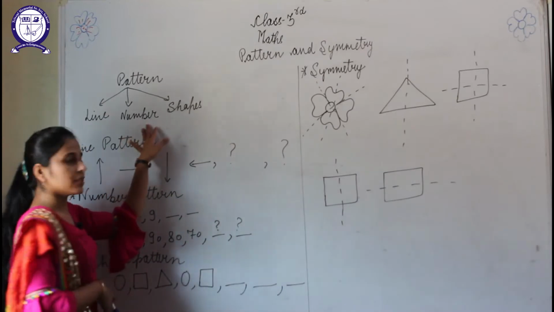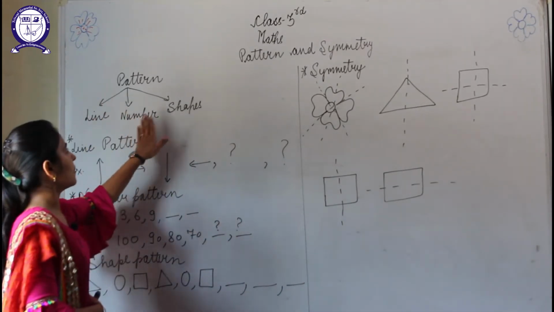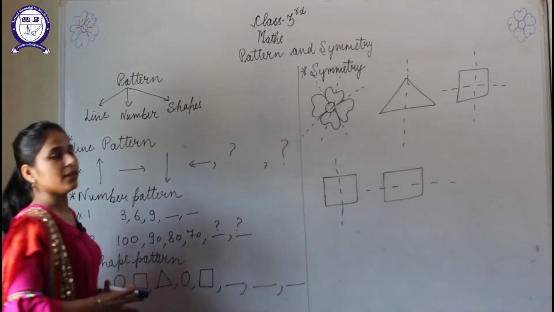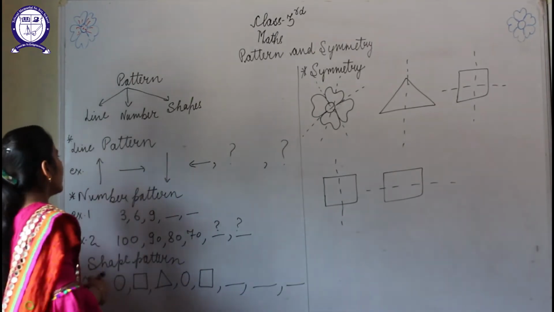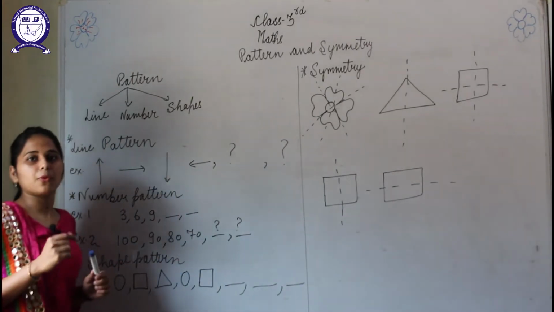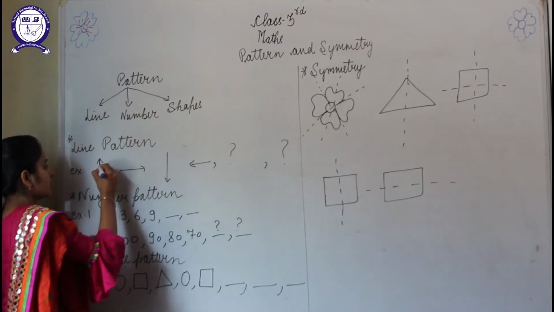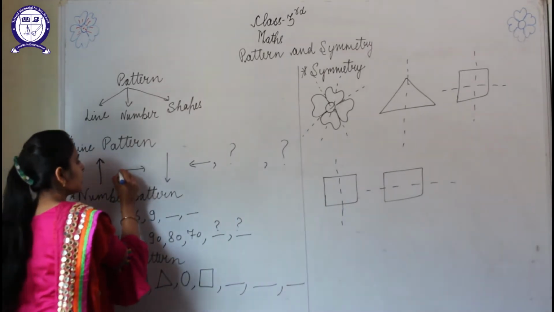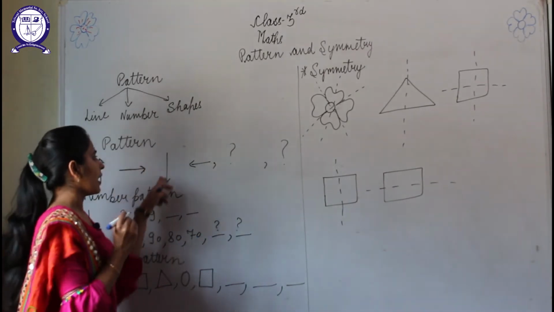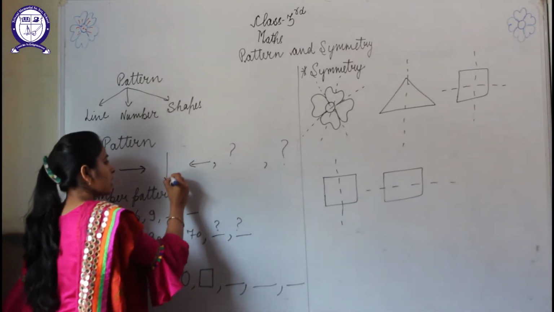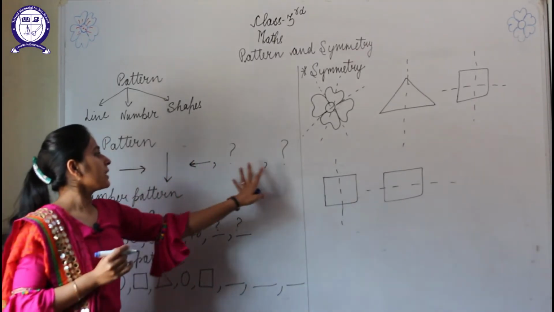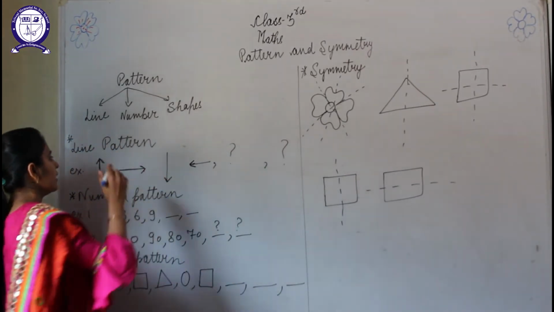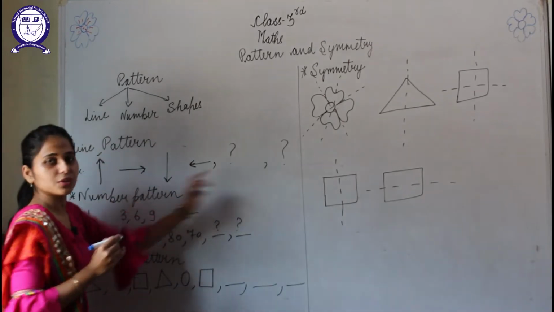Now, patterns are of three types, students: line pattern, number pattern and shape pattern, and another one is the alphabet pattern, which can be included in the number pattern also. Now, the line pattern. A line pattern is formed with the help of lines. So suppose here is this line, it is upward, then it is right side, then it is denoting the downside, then left side. So the next two lines will be denoted, because all four directions are shown by these lines.